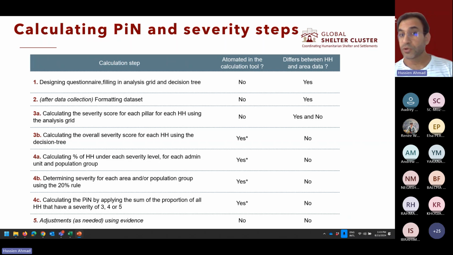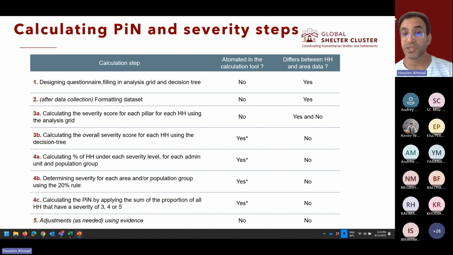Calculate severity score for each pillar for each household using the analysis grid. It's not automated because here's the part that we will show you where the IMO has to build the formula. From this step onward, if you see in the table, calculating the overall severity score for each household according to the decision tree is automated. Please don't change the formulas.